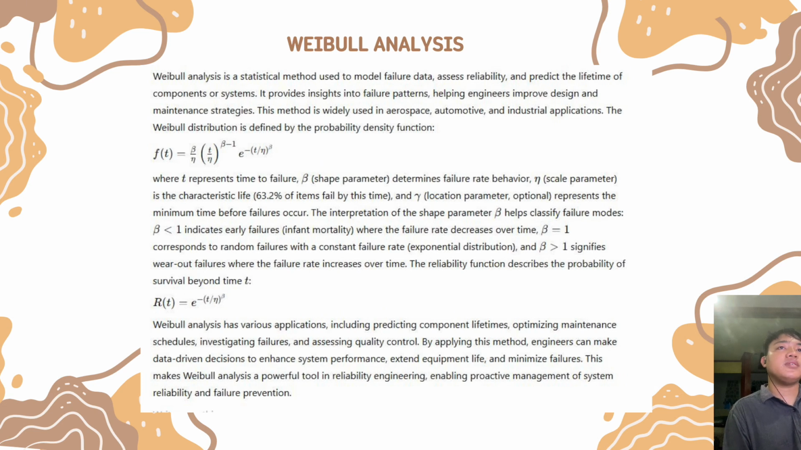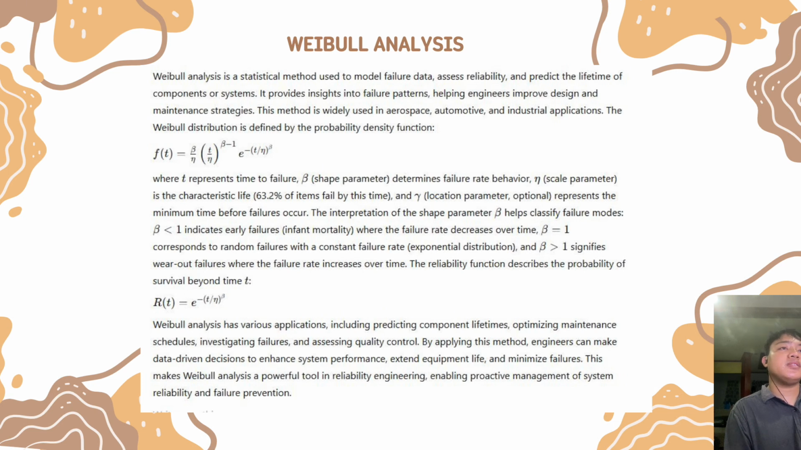The Weibull distribution is defined by the probability density function, where T represents time to failure, and β is the shape parameter that determines failure rate behavior, and η, the scale parameter, is the characteristic life, the time by which 63% fail, and γ is the location parameter, optional. Represents the minimum time before failures occur.